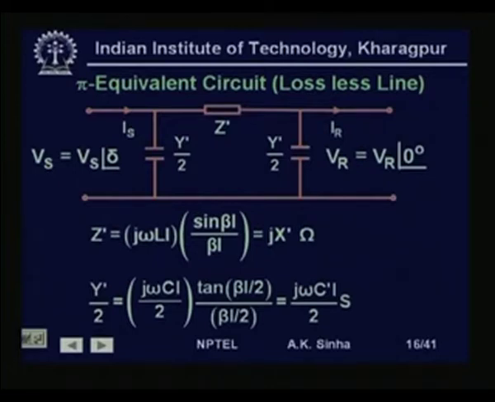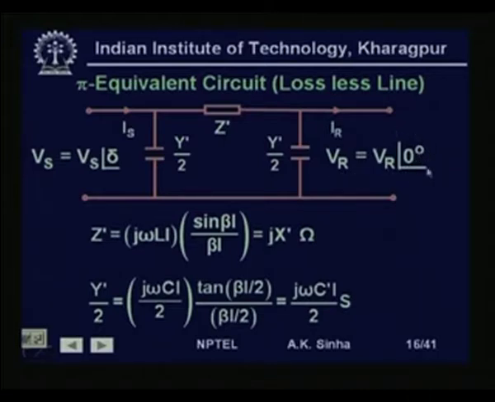Therefore, the pi equivalent circuit for a lossless line will look like this, where Vs is equal to Vs angle delta, Is is the current flowing, Y dash by 2 is half of the total modified admittance of the line, Z dash is the total series impedance of the line, that is the modified series impedance of the line, and Y dash by 2, the other half of the total shunt modified admittance of the line, is placed at the receiving end. IR is the receiving end current, and VR is equal to VR angle 0 degrees, which is the receiving end voltage.